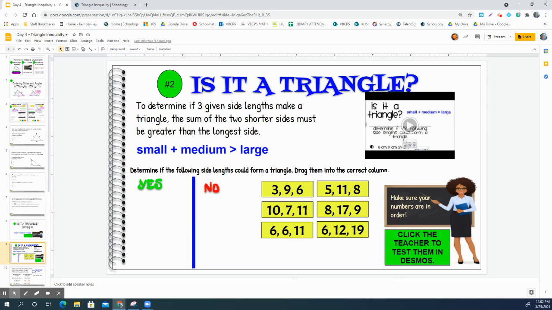So make sure you look for the small, the medium, and the large. They're not always going to be in the right order. You want small plus medium has to be bigger than large. Notice there's no equal sign under here. They cannot be equal. If they're equal, it's going to be a flat triangle. Okay? So take a minute and go through all 6 choices. Write them down on a piece of paper if you need to, and decide, are they a triangle or are they not a triangle?